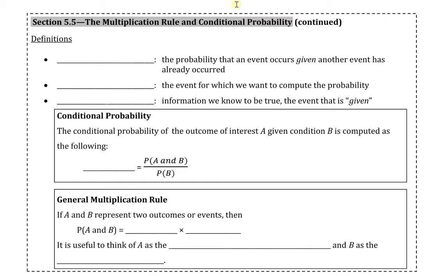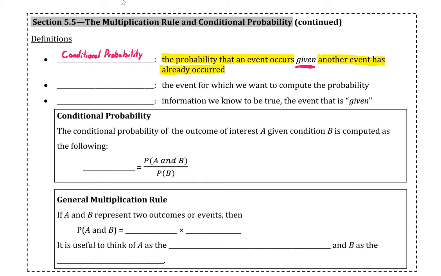There are only a few definitions and formulas in this section that we would like to feel comfortable with. The first is the definition of a conditional probability. A conditional probability is the probability that an event occurs given another event has already occurred. One of the key words in this definition is the word given. When we read the word given, this will be an indication that we're looking at a conditional probability.